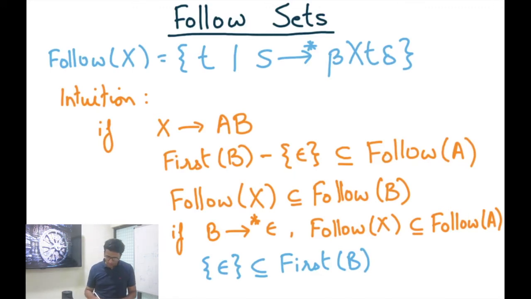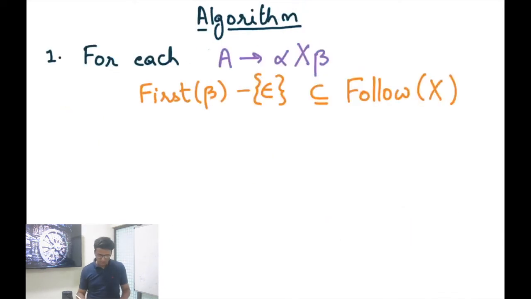And how do we know whether capital B can produce epsilon or not? Recall that capital B can produce epsilon if and only if epsilon belongs to First(B). This is by definition of the first set. Epsilon belongs to First(B) if and only if B can derive epsilon. So intuitively these are the rules that we will use inductively to compute Follow(X).